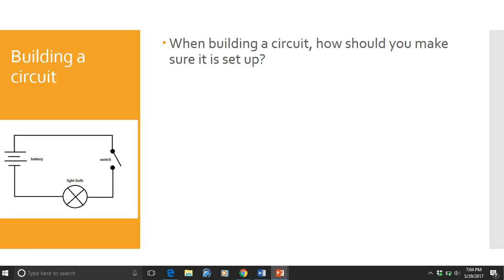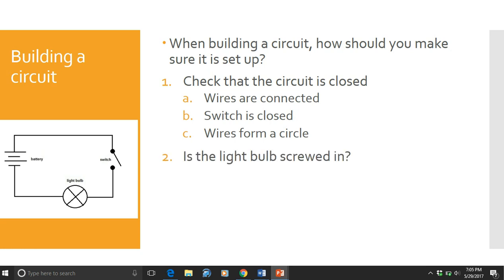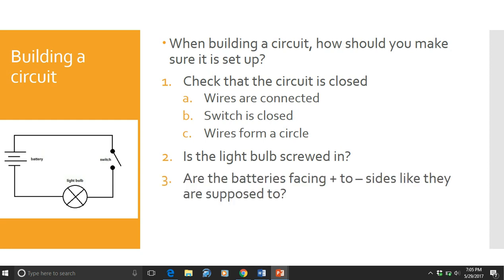When we're building a circuit, there's a few things to remember. There are a couple questions on the test and there are a couple questions on the retest that are just making sure you knew what you did in the lab. Make sure that the circuit is closed. Did you close the switch? Is everything connected? And that the wires form a circle. Check that the light bulb is all the way screwed in. Maybe the group before you was testing this. And then checking your batteries. Are they positive to negative? Because opposites attract.